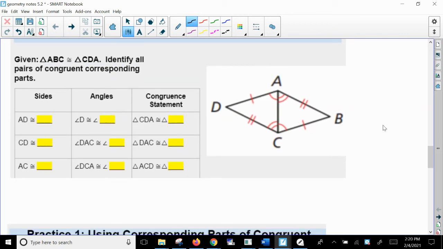Second one, okay. These triangles are connected. Be careful. So you have side AD is matching side BC. See how they have the same little slashy marks? So AD, BC. CD and AB.